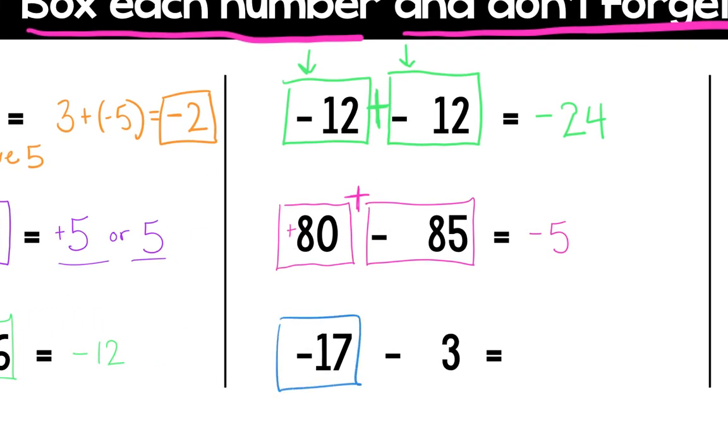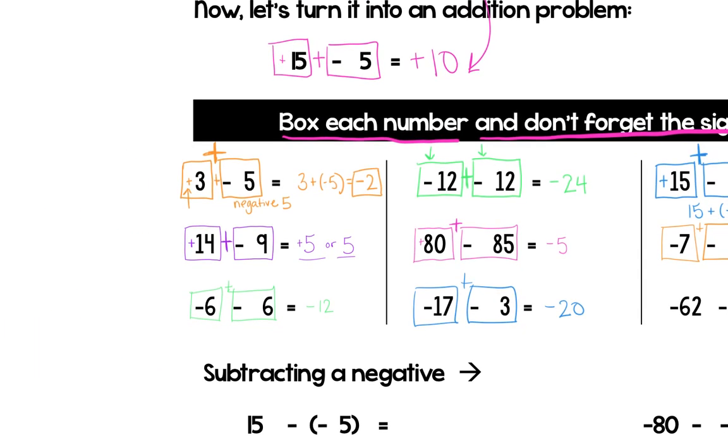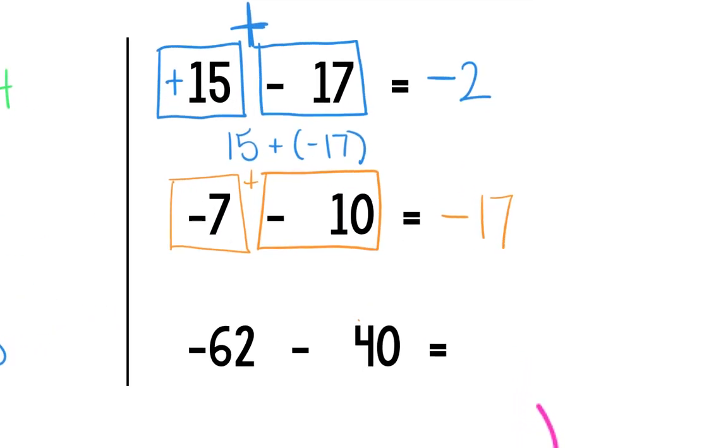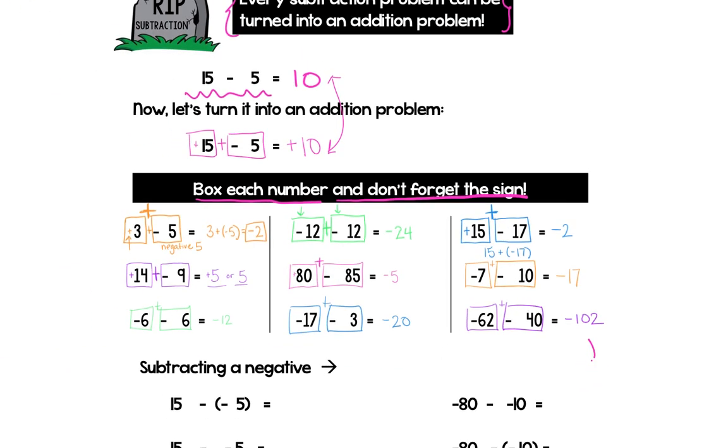Negative 17 plus negative 3 is negative 20. All these negative plus a negative, they just add together to get more negatives. I forgot one. Whew. Negative 62 plus negative 40 is negative 102.